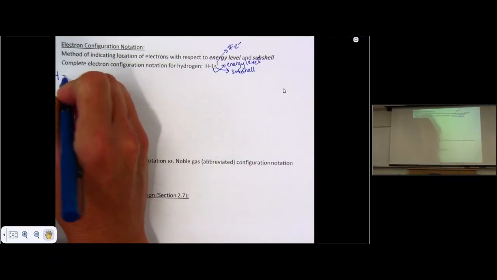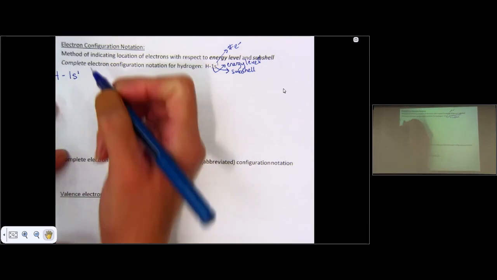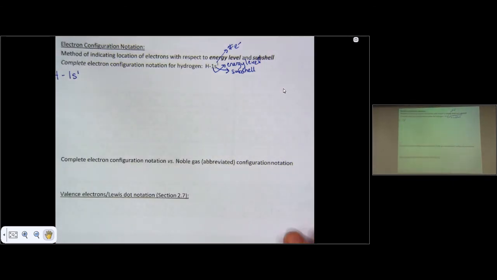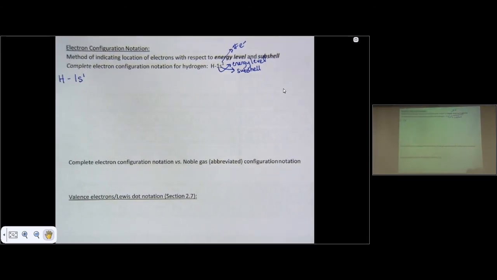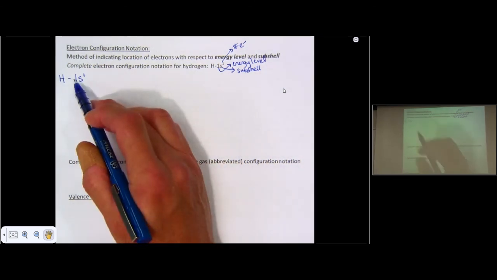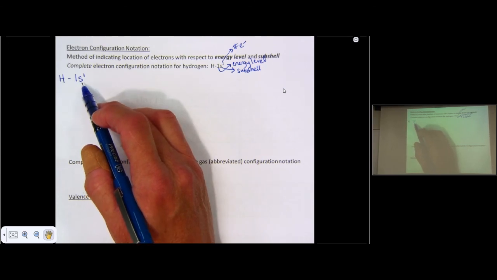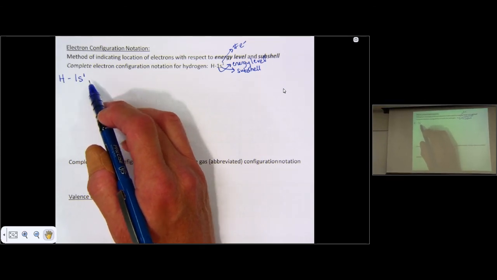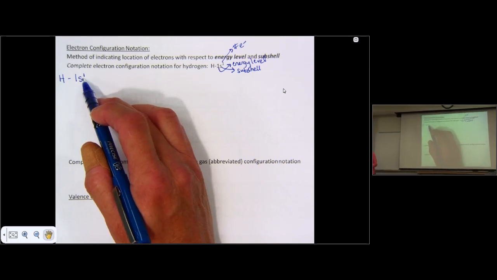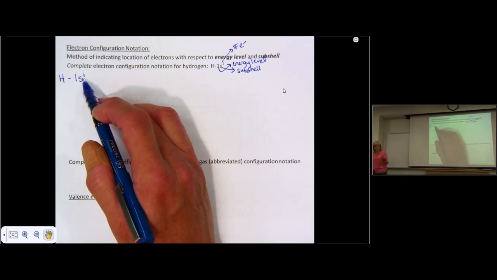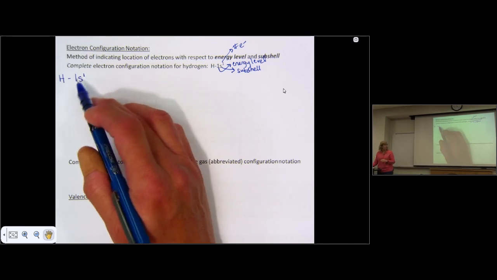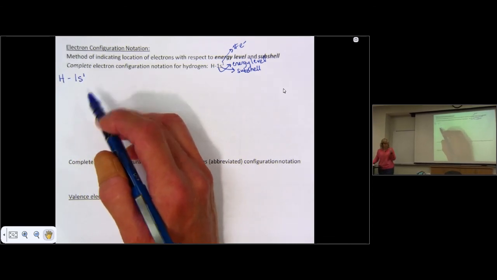So I'm just going to repeat 1s1 for hydrogen. That is hydrogen's electron configuration notation, 1s1. Now when you're writing these, make sure that your big number is a big number, that your letter is lowercase and small, and that your superscript is a superscript on the s. Don't make them all one size. It's really hard to read, so make them in this kind of dimensions.